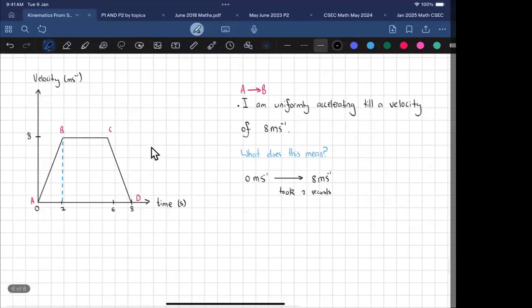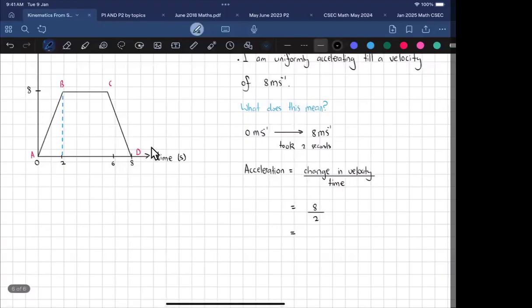So we need to recall that the formula for acceleration, right? Acceleration is just equal to the change in velocity over time. So Haley, if I wanted to figure out the acceleration for A to B, this is what I would do. How much did I change my speed by? I went from 0 to 8, right? And how much time did it take? 2 seconds.